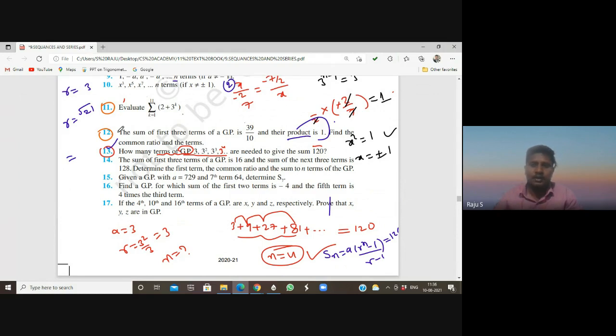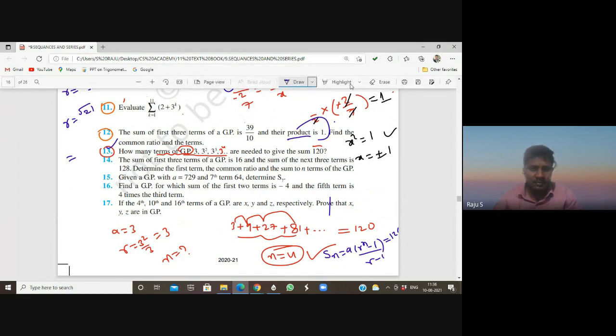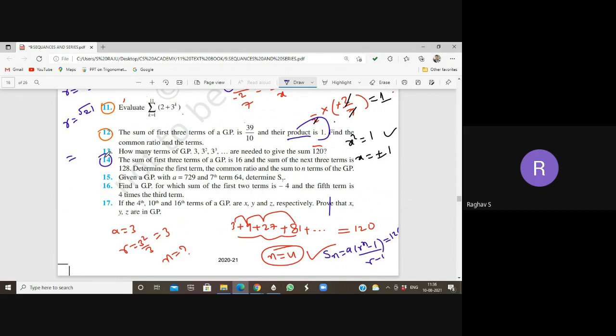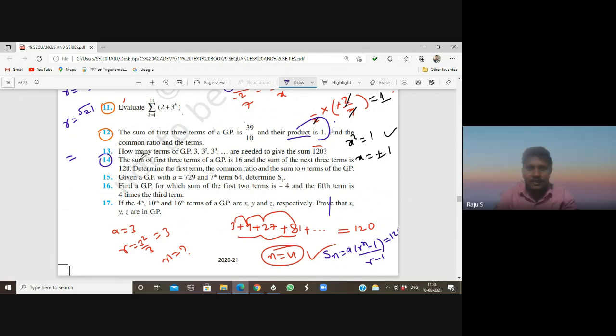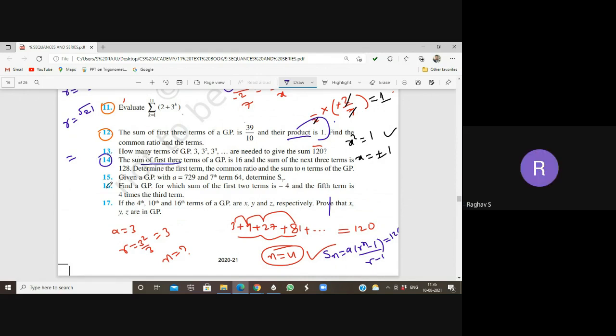I'm giving easy problems. This is very easy for you. Then question number 14. So what about question number 14? Easy only, sir. S3 equals 16, sir. S6 minus S3 is equal to 128, sir. So S6 equal to 144, sir.